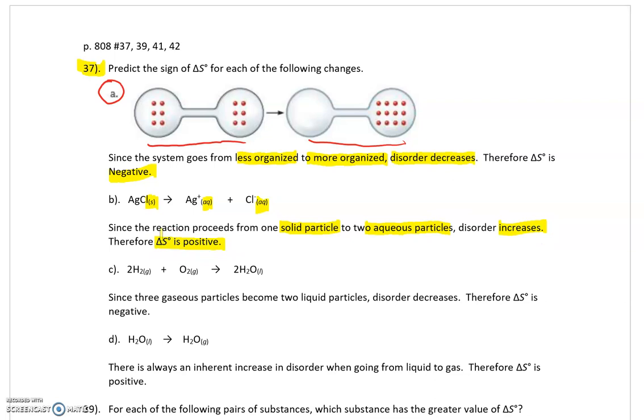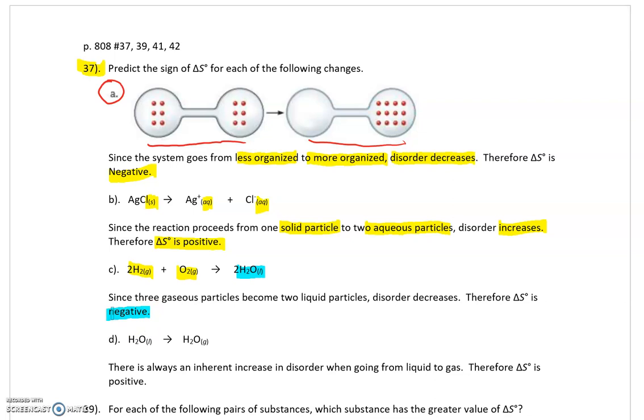Here's part C, where we've got two gaseous molecules, actually three, excuse me, because two of these molecules are hydrogen, and one of them is oxygen. And then we go to what is clearly a liquid molecule where all of these gaseous molecules are now contained in a liquid. Well, obviously that's going to increase order and decrease disorder. So our sign for delta S is negative.